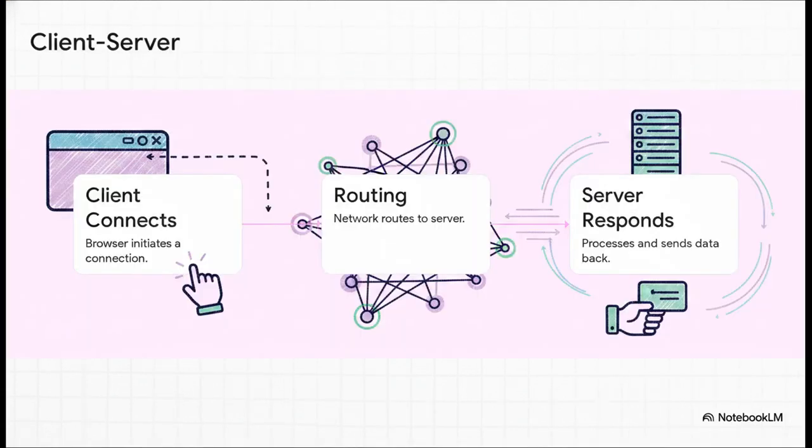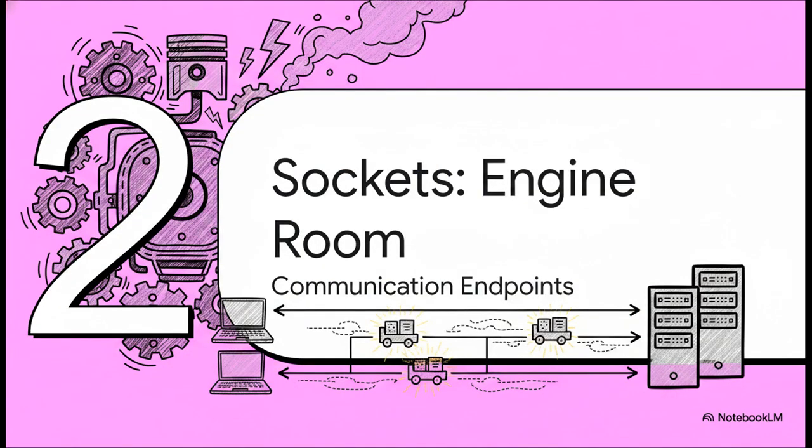And this creates an invisible handshake that's literally happening millions of times a second. In a standard client-server setup, the client, like your web browser, knocks on the door to initiate a connection. The network routing then connects you to the target server. The server gets your request, processes it, and shoots the right data back. It's just this constant, incredibly fast loop of asking and answering that forms the entire backbone of everything we do online. Moving on to Section 2, Sockets, the engine room.